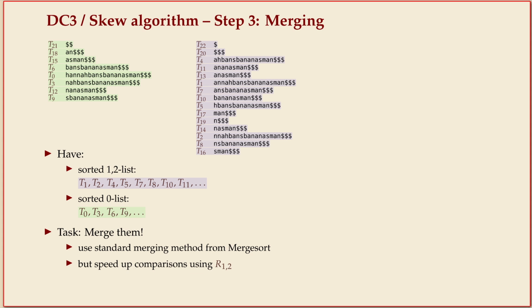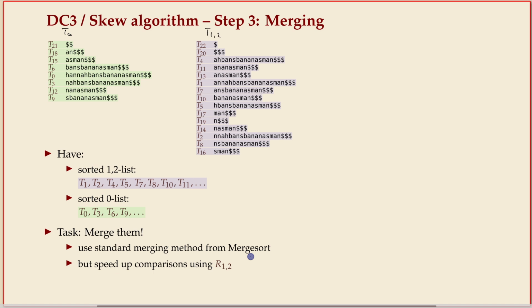Let's now have a look at the third step. At this point, we have T0, and we have T12. So we know the relative order of all the suffixes that either start with multiples of 3 or not with multiples of 3. So these are like 2 sorted runs. You have a sorted list of strings, and you have another sorted list of strings. So in a way, what we can do is apply the standard merging algorithm from merge sort. And indeed, we'll do exactly that algorithm.